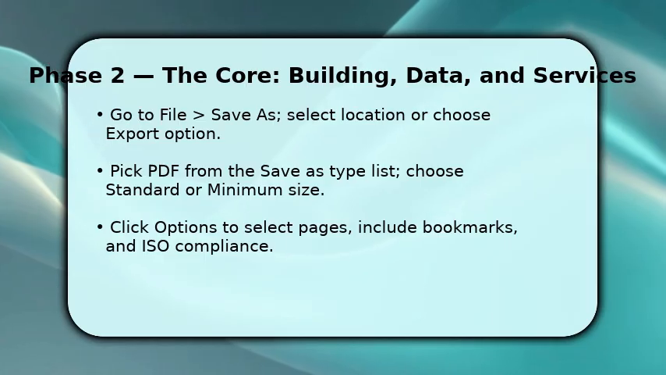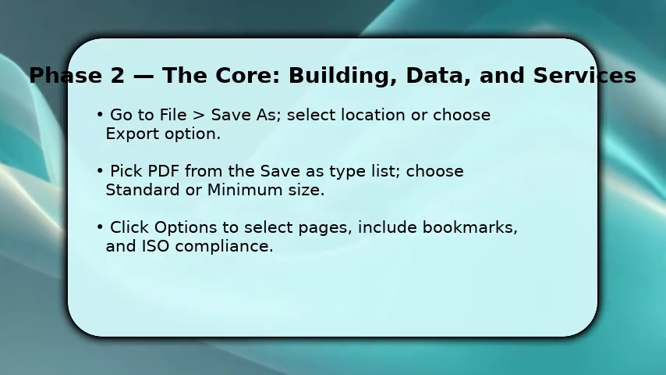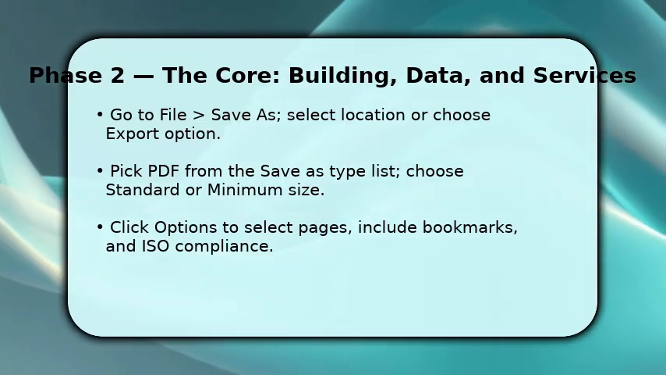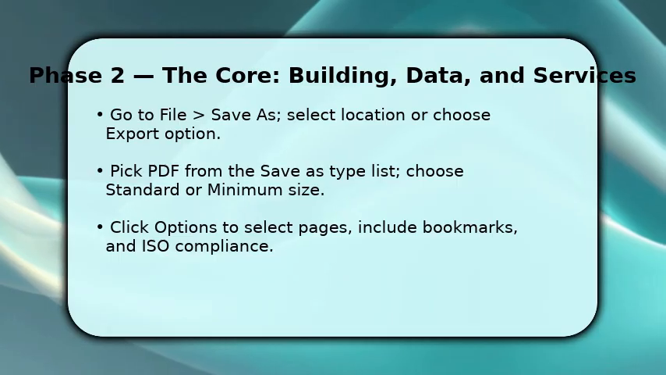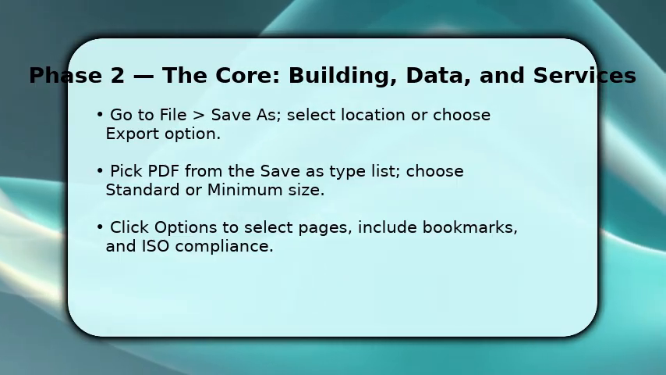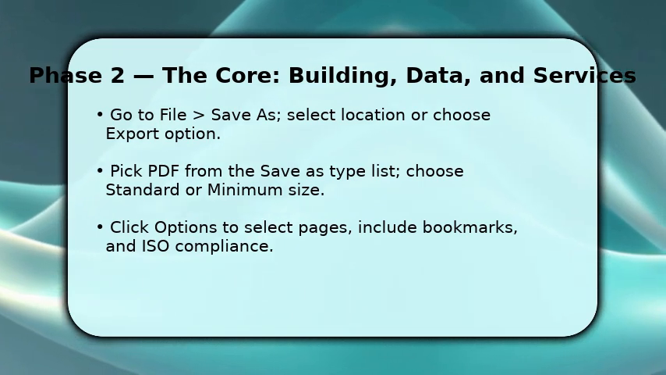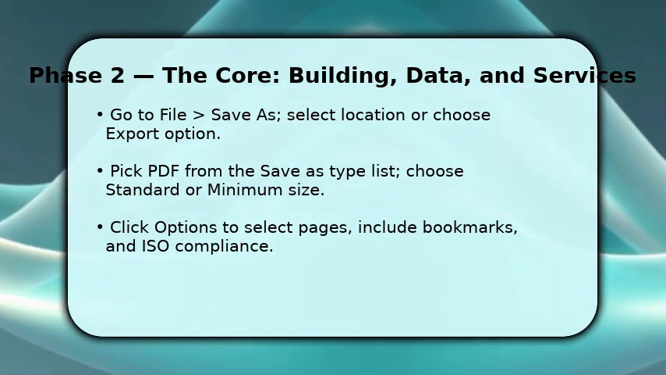Specific pages include document properties and whether to create bookmarks from headings. If you need PDF/A for archiving, enable the ISO compliance option. After setting those, click Save. Word renders the document into a PDF, preserving layout and embedded elements.